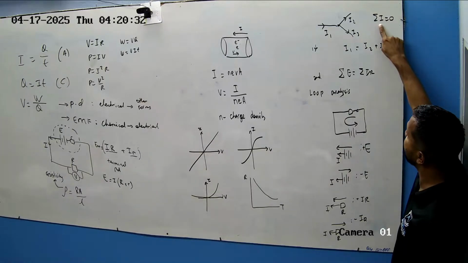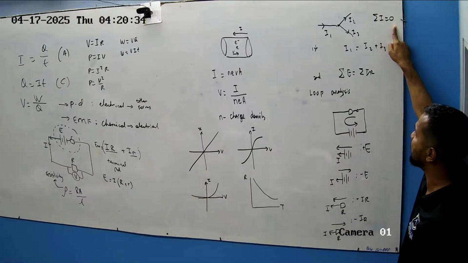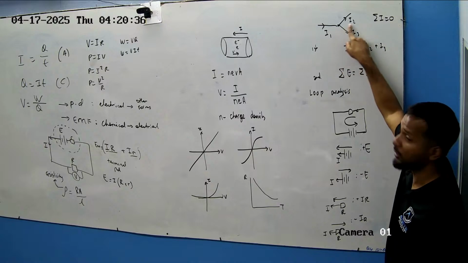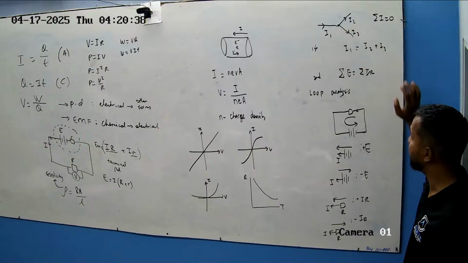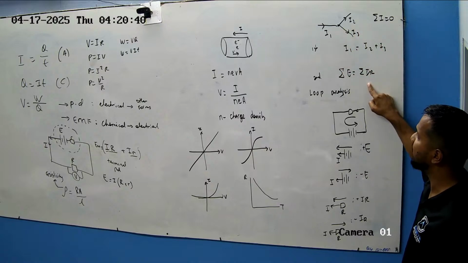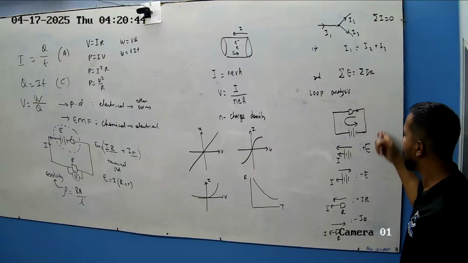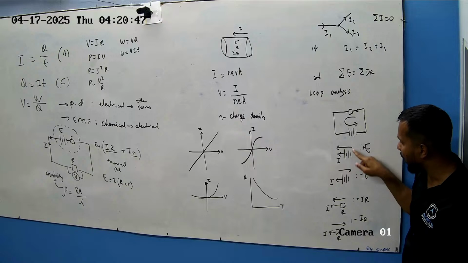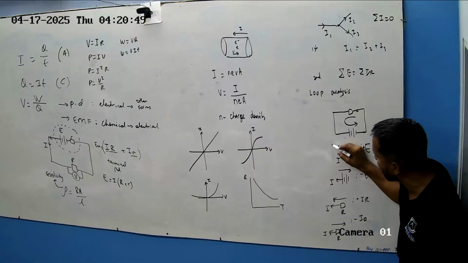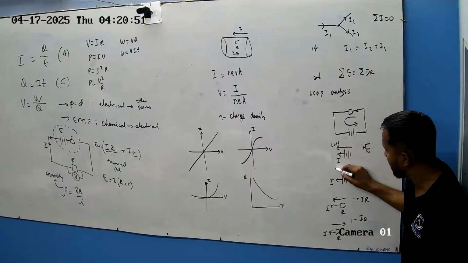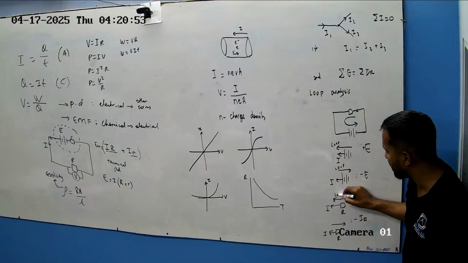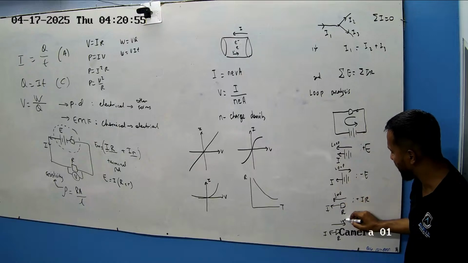First law: the sum of all the currents is zero about any junction. Current entering equals current leaving. Here is your second law: the sum of all the EMFs is equal to the sum of I times R. We need to remember these arrows here for the loop.